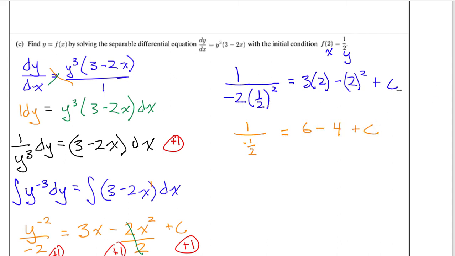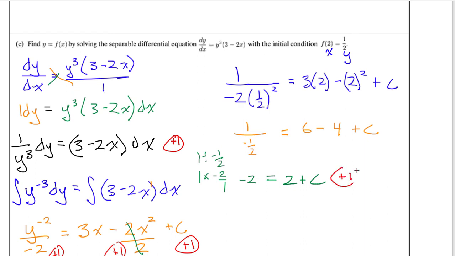Okay, one more simplification that you have to do for me. If you know how to do this, you can be like, oh yeah, that's negative 2. If you don't know what you're doing, think of this as 1 divided by negative 1/2. And then I'm going to keep it, change it, flip it. 1 times negative 2 over 1 is just negative 2. That's where that negative 2 came from. Is equal to 2 plus c. Just right there, you get your +1.